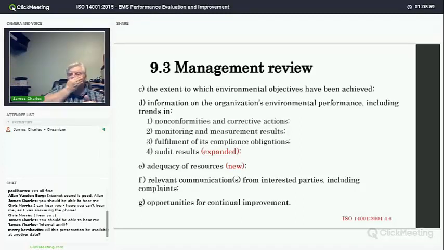Our monitoring and measurement results, which is performance, fulfillment of our compliance obligations, permits, etc., and our audit results. So again, I think a very much expanded input here and requires much more specific information. Adequacy of resources. So 7.1 says management shall ensure we have adequate resources. Here it says we have to have a discussion with management. Do we currently have adequate resources?